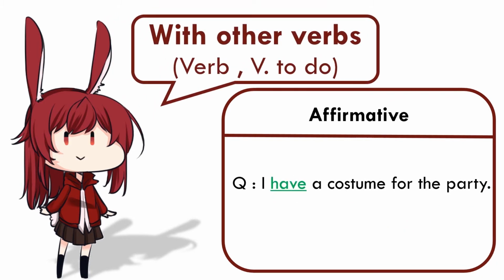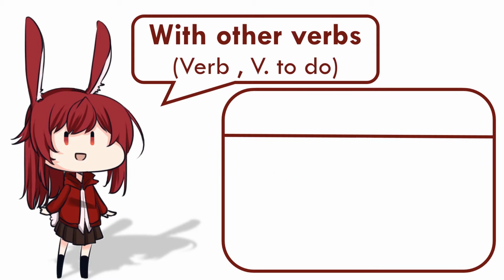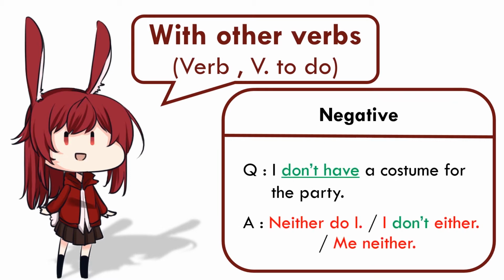With other verbs, affirmative: I have a costume for the party. So do I. I do too. Me too. Negative: I don't have a costume for the party. Neither do I. I don't either. Me neither.